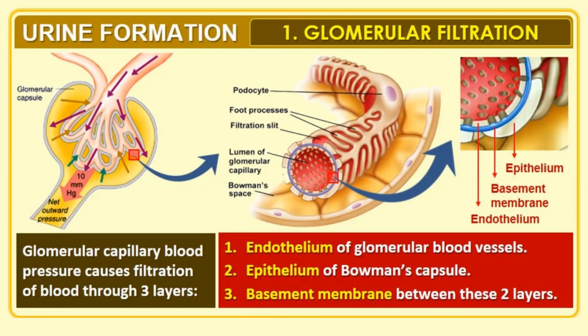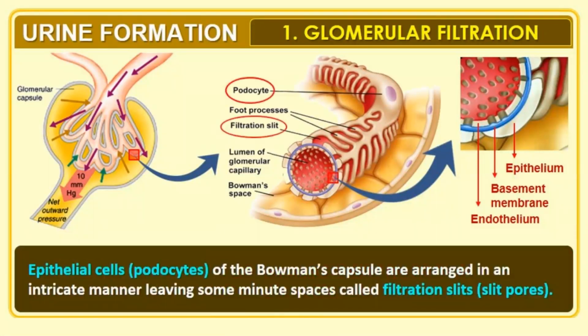Glomerular capillary blood pressure causes the filtration of blood through three layers: endothelium, epithelium, and basement membrane. Endothelium is of glomerular blood vessels. Epithelium is of Bowman's capsule, and basement membrane is between these two layers.